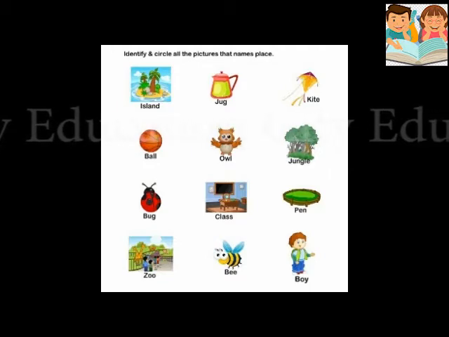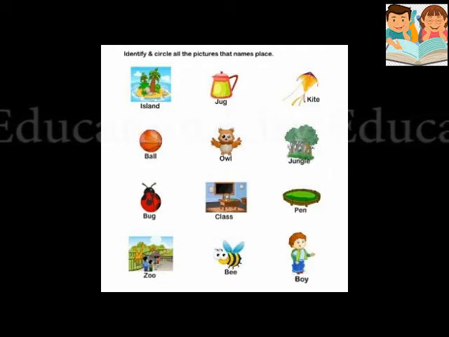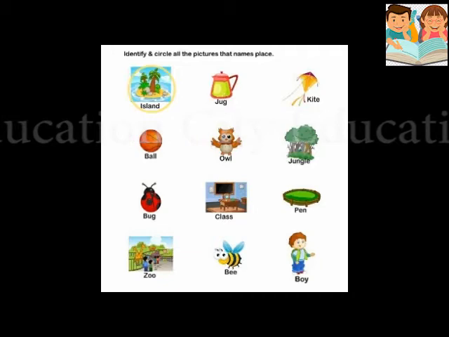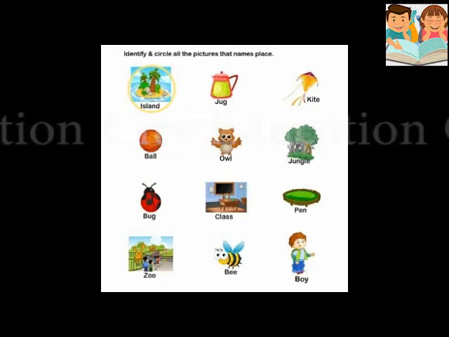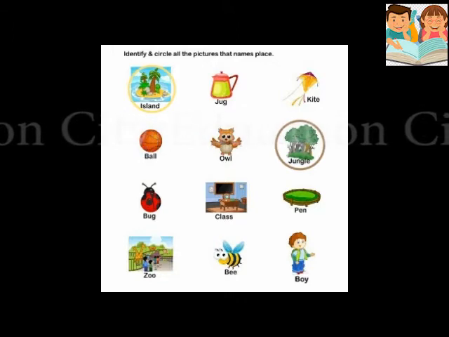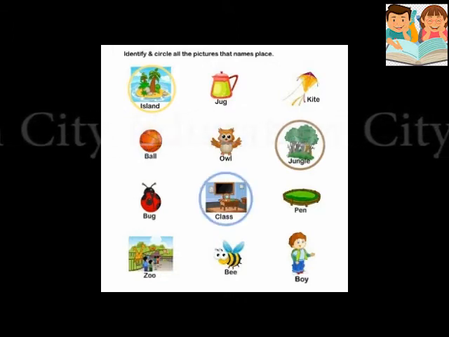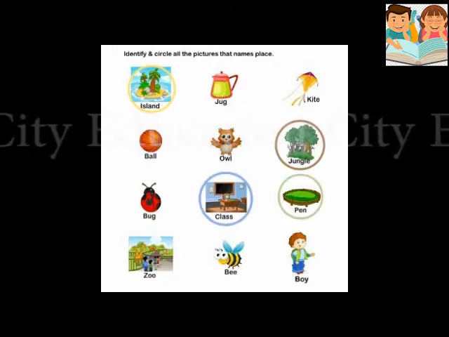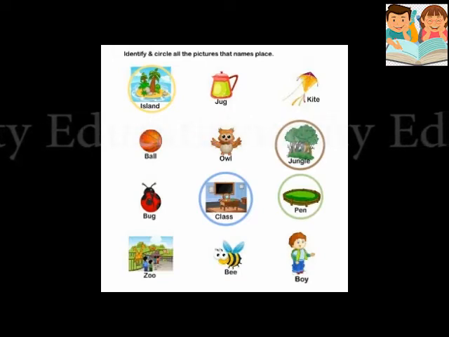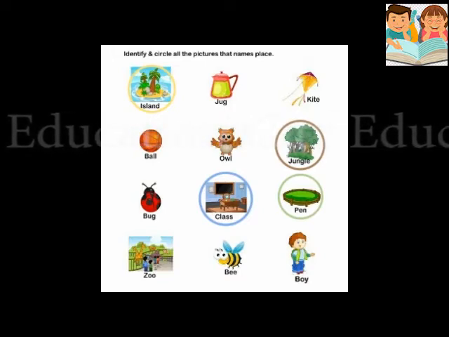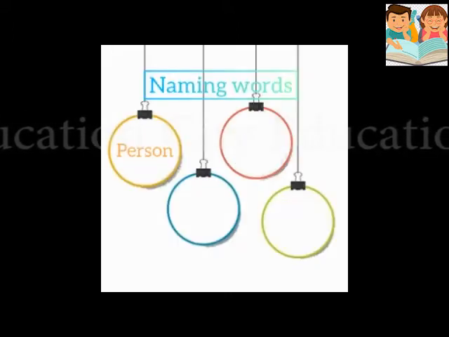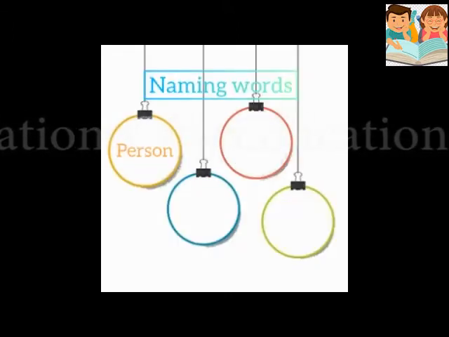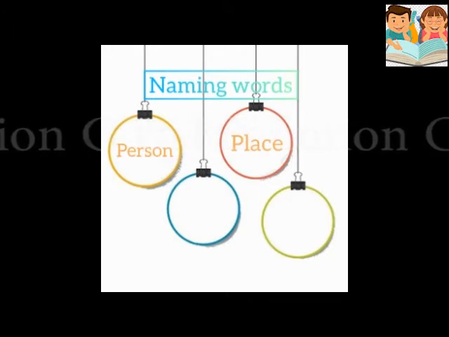So find with me. Yes, the first is island. Good. Jungle. Yes. Class. Pen. And find another. Yes, zoo. Good. Here we have also found the names.